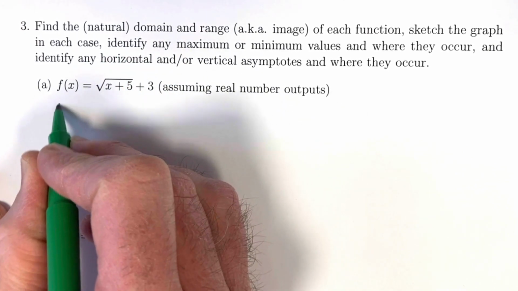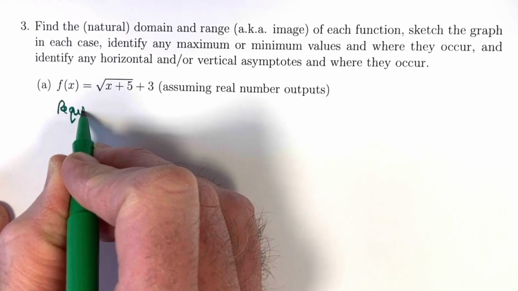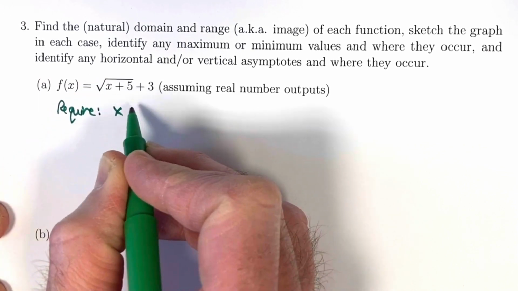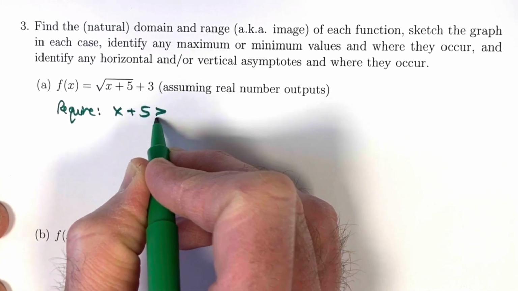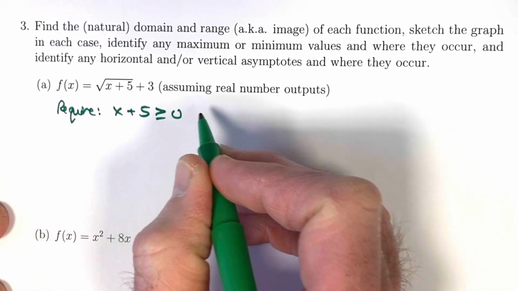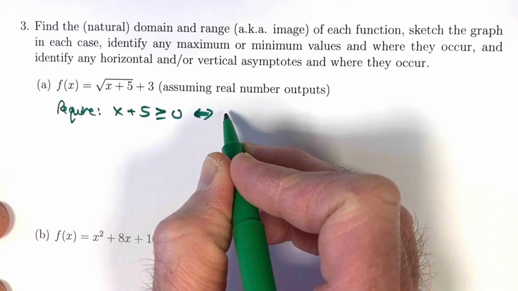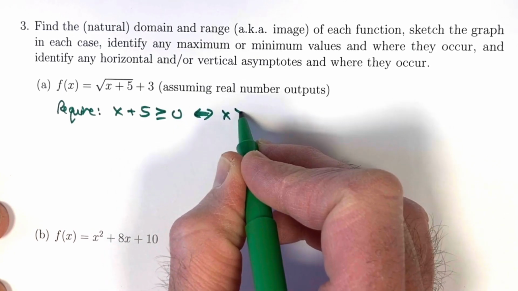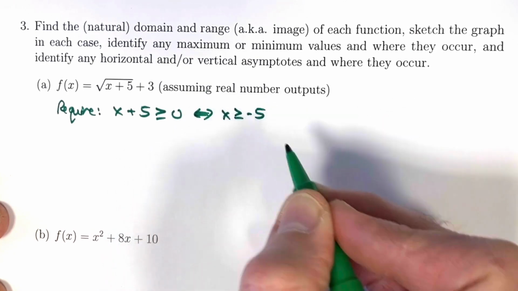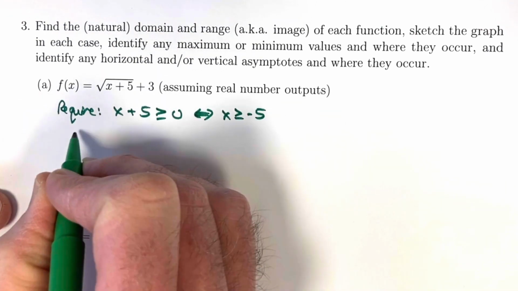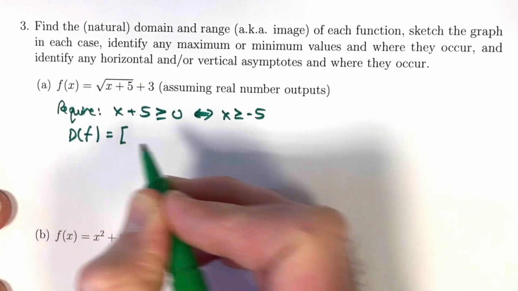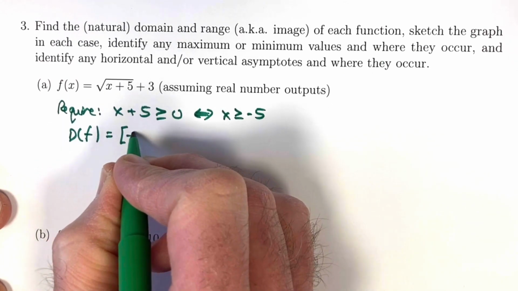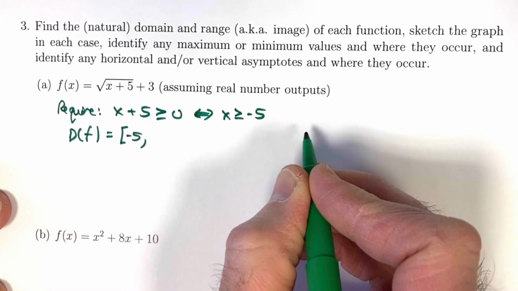So we require for the domain that the input for the square root, the entire expression x plus 5, must be non-negative. It must be greater than or equal to 0. Subtracting 5 from both sides, that's equivalent to saying x is greater than or equal to negative 5. Therefore, the domain of f, written D of f, in interval notation would be the closed interval from negative 5 out to the right forever.